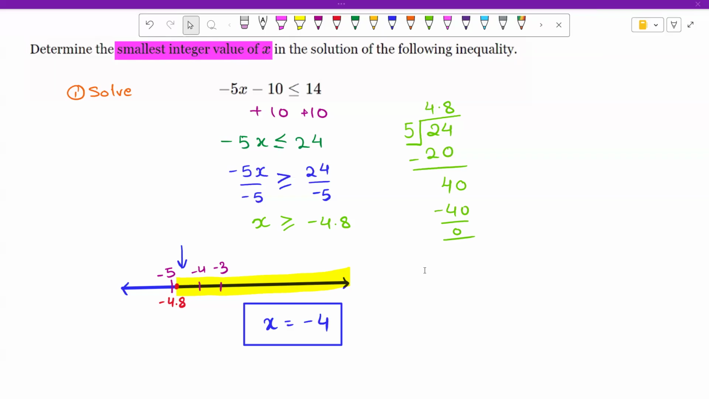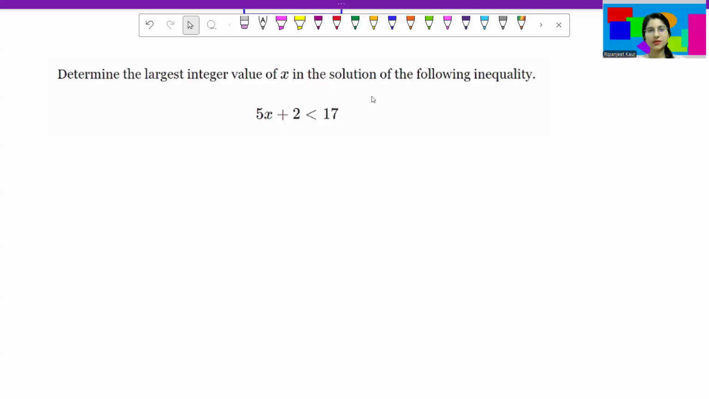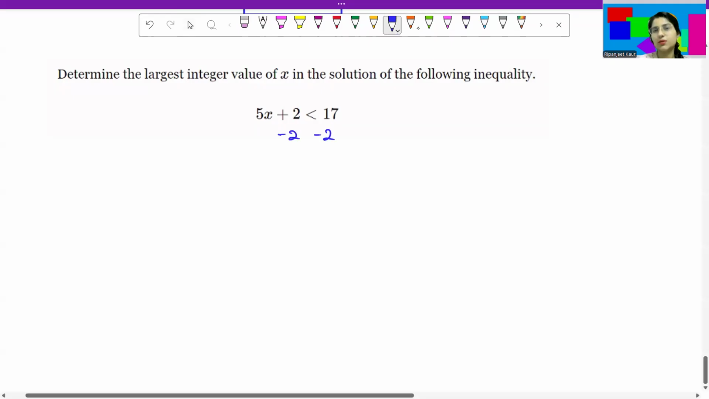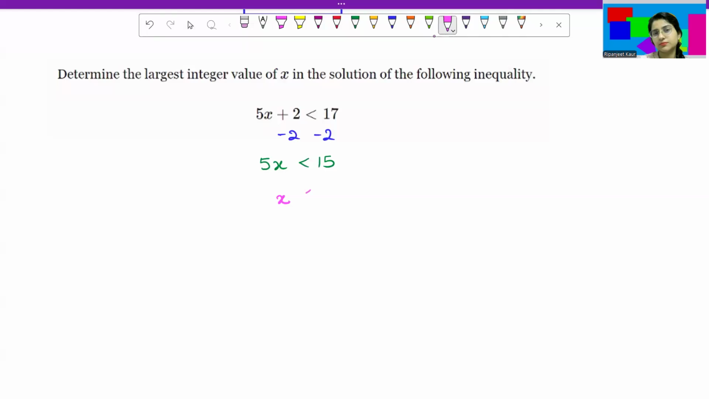Okay. So determine the largest integer of x in the solution of the following inequality. What do we do here? Divide by negative 2. What do we get? 5x less than 15. x is less than 3. Very good. So what is going to be the largest integer?